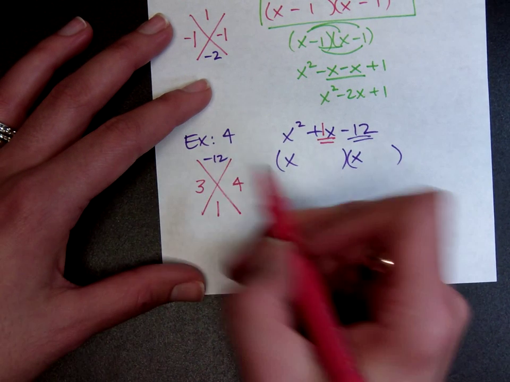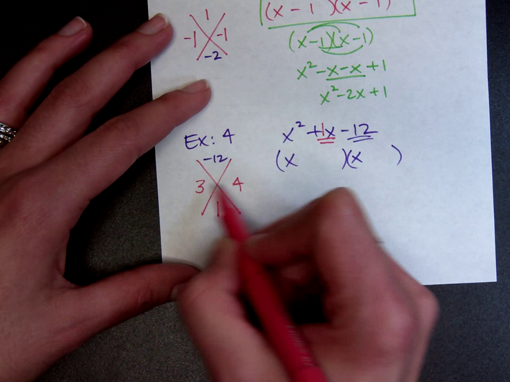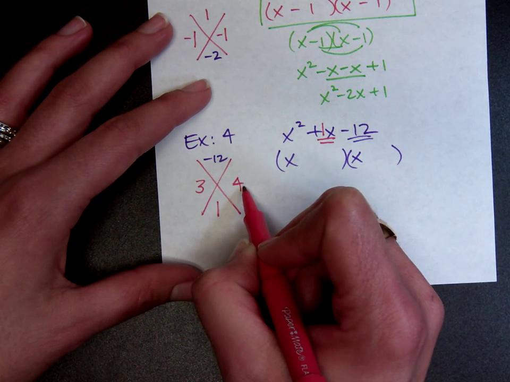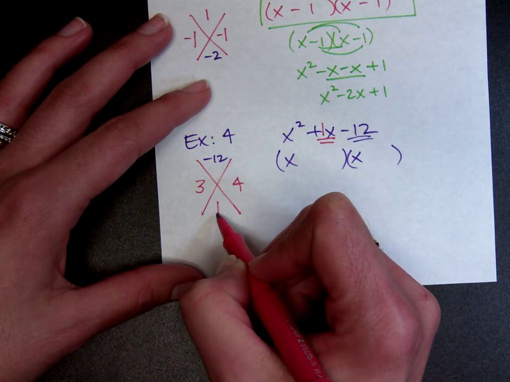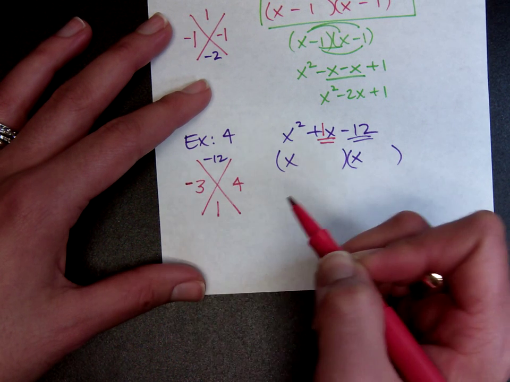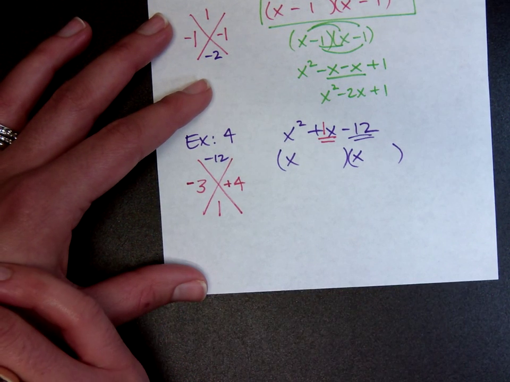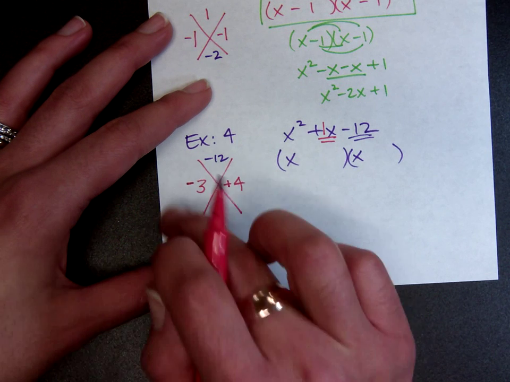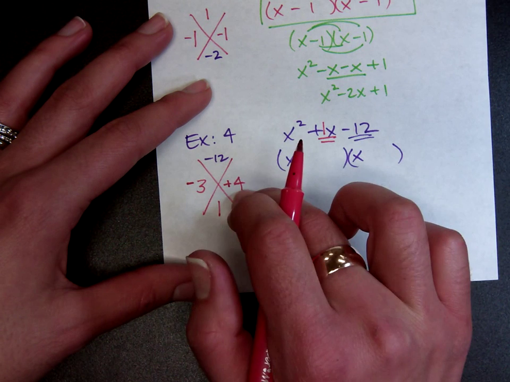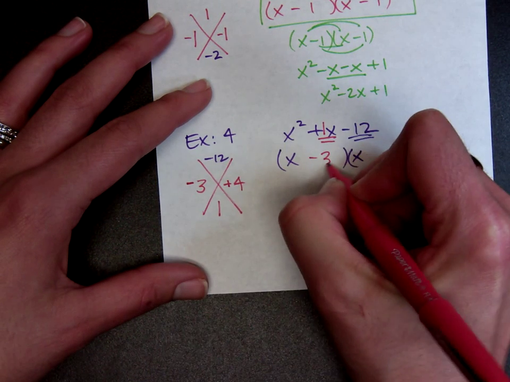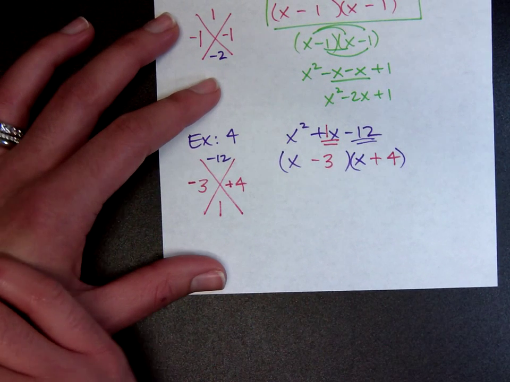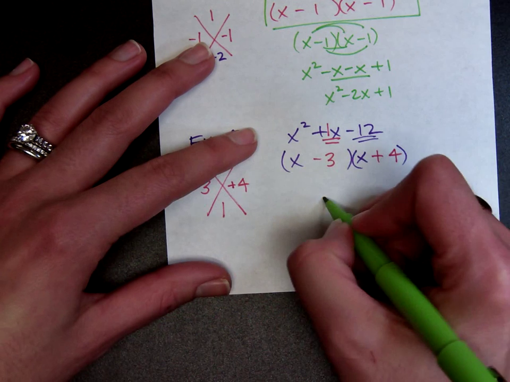I'm trying to get a negative though, so in order to get two numbers to multiply to a negative, that means one of them has to be negative and one of them has to be positive. And when I add them, I want to get a positive 1. So how about we make the 3 negative and the 4 positive. So negative 3 times positive 4 gives me negative 12. And negative 3 plus 4 gives me positive 1. Put your numbers in the parentheses. Now we can check.